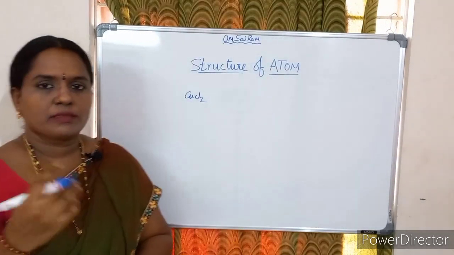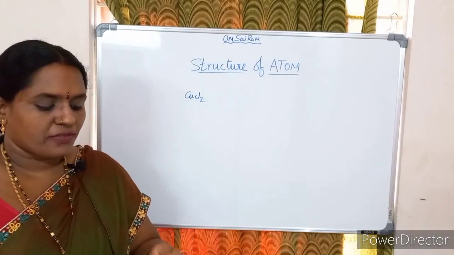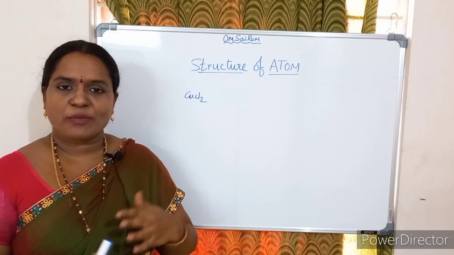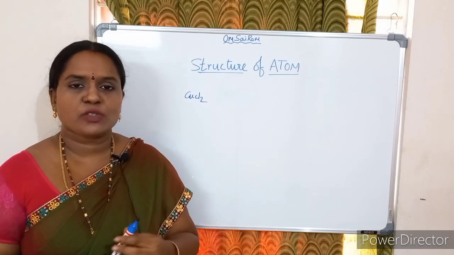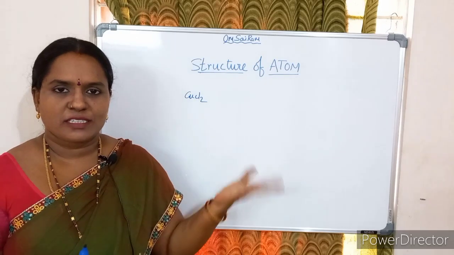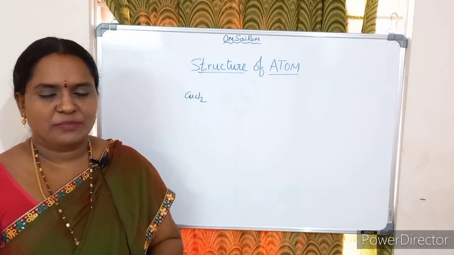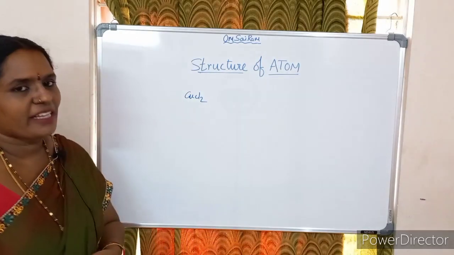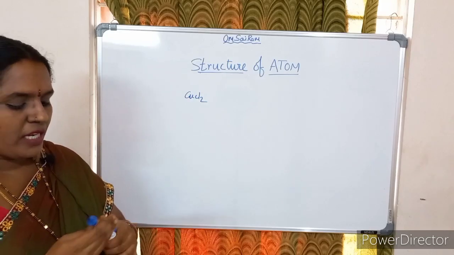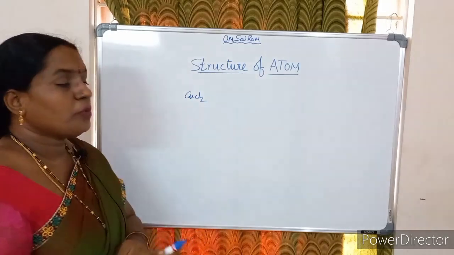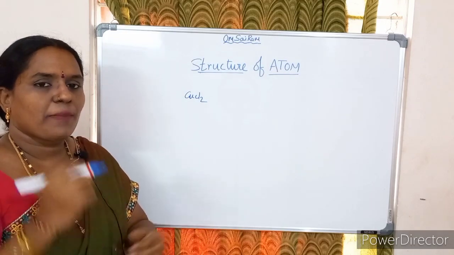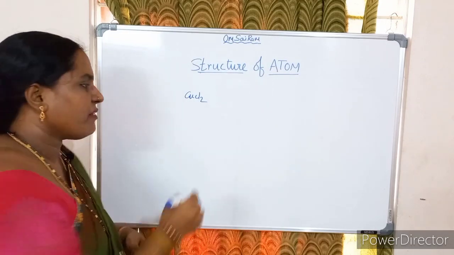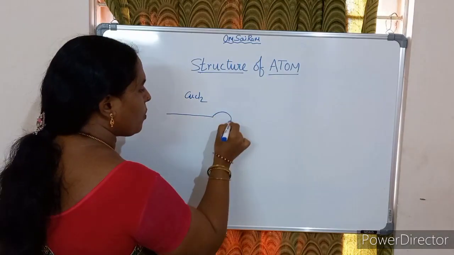For example, atoms of one element are different from the atoms of another element. How they are exhibiting those different properties, that we will learn in this class. If we take the CuCl2, cupric chloride, and mix it with the HCl, and take it on a platinum loop, on a wire, platinum loop.